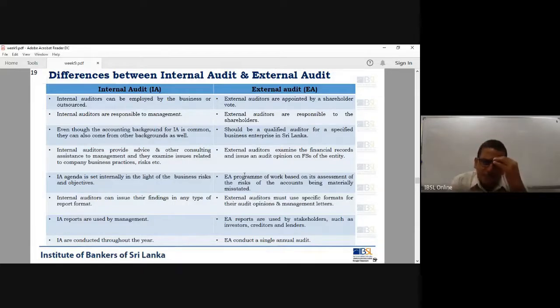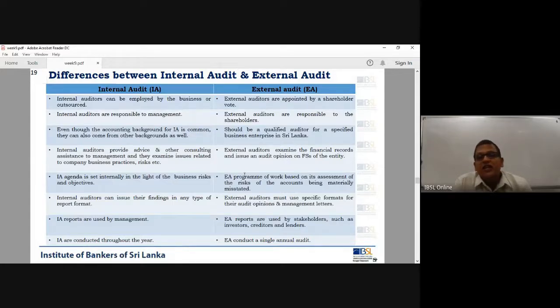The first one is, internal auditors can be employed by the business or outsourced. That's what I have already mentioned. The internal auditors may be business employees, employees of the entities, or it can be outsourced.